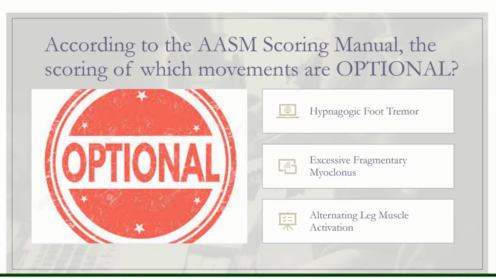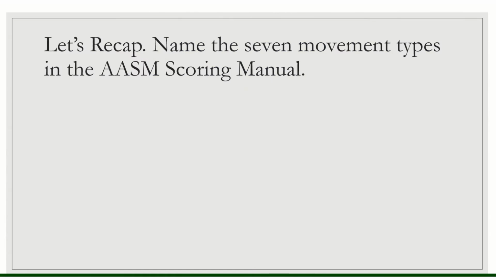Now, recently, one of my former students took the RPSGT exam, and she did have some questions on there about excessive fragmentary myoclonus. That's not a guarantee that you will have the same thing, but it's definitely important to know about. It's only 7, so it's important to know about all 7 of the leg movements listed, because you never know which ones you're going to get, or how many of which ones.